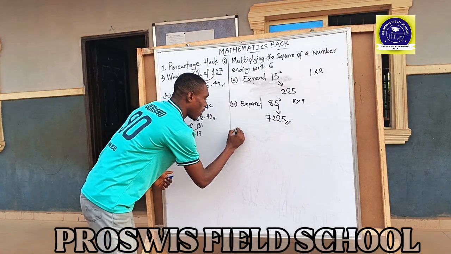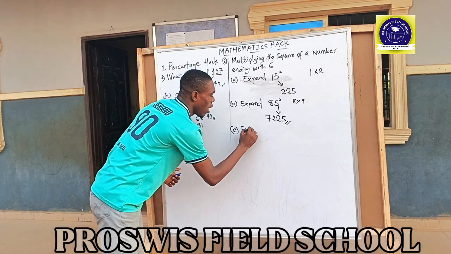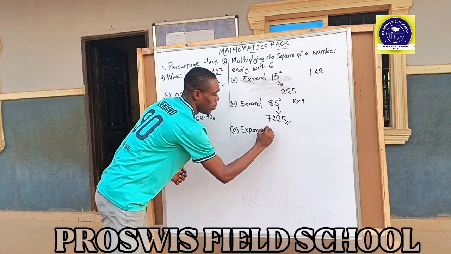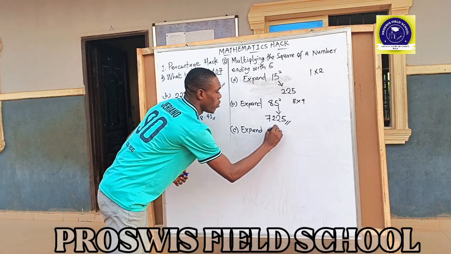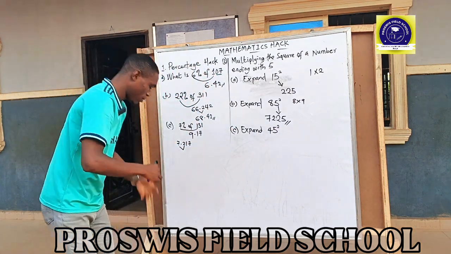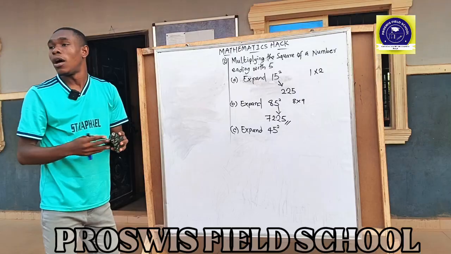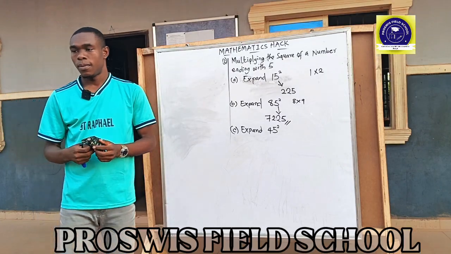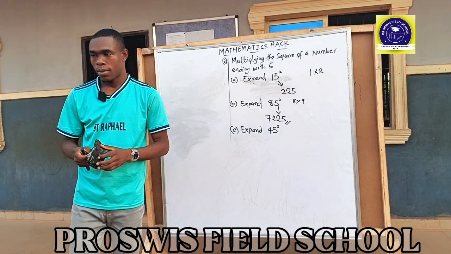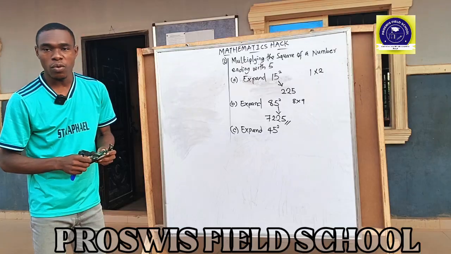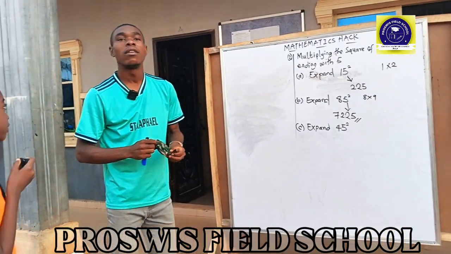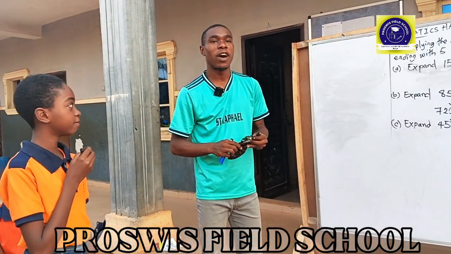So everybody attempts this briefly. Expand 45 square. You should just throw the answer to me. Okay? The answer is 2025. She said the answer is what? 2025. 2025. Clap for her.